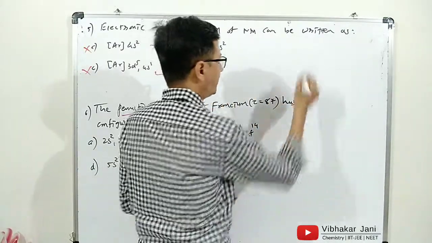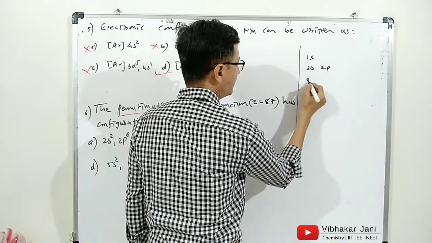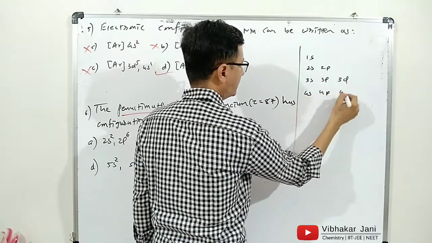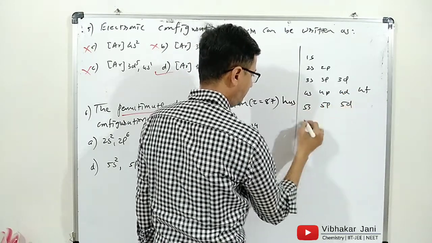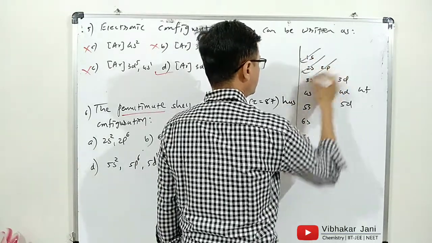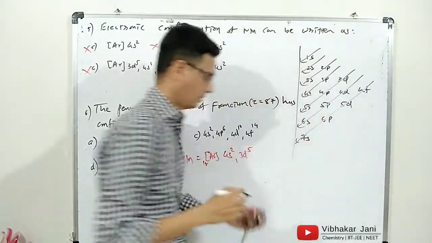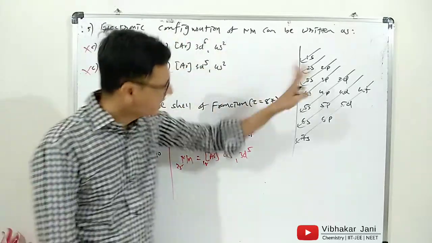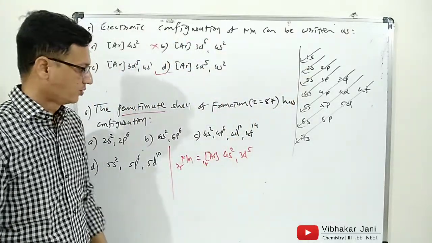So let me write this one like this. Now 1s 2s 2p 3s 3p 3d 4s 4p 4d 4f 5s 5p 5d 6s 6p 7s, and this is the way in which electrons are filled. Okay, so we have to reach 87. Let us first reach it using this.